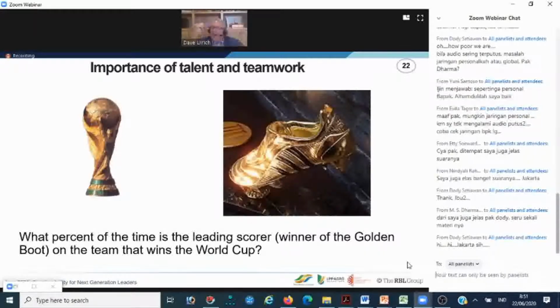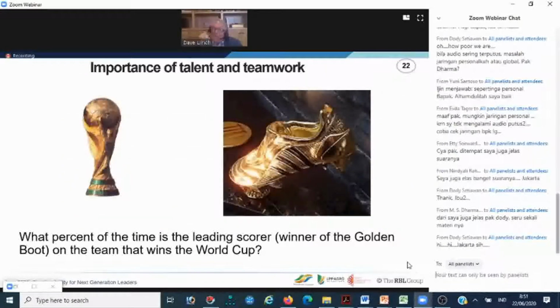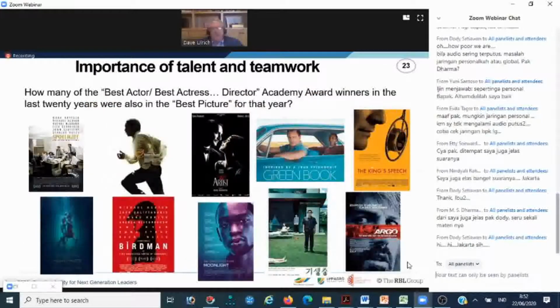But here's another test. How often is the leading scorer, the one who scores the most goals in the World Cup, on the team that wins the World Cup? And it's very interesting. 20% of the time, the individual talent, the man who scores the most goals, is on the team that wins. 80% of the time, it's teamwork. That's true in every team sport. It's true in hockey, which I know Indonesia doesn't do either. The talent is less important than the teamwork.